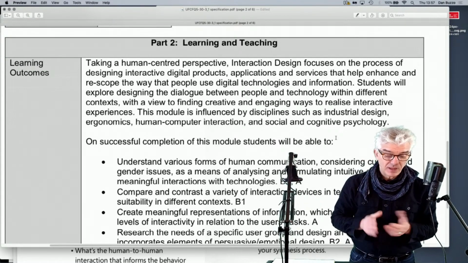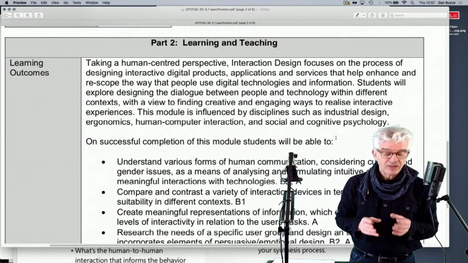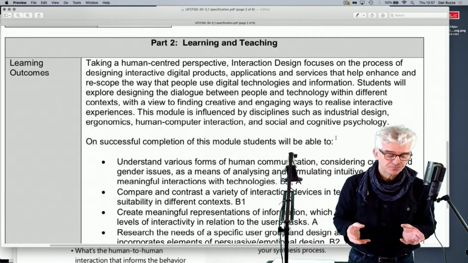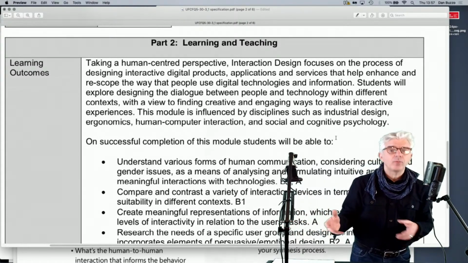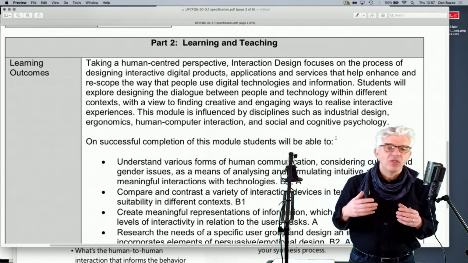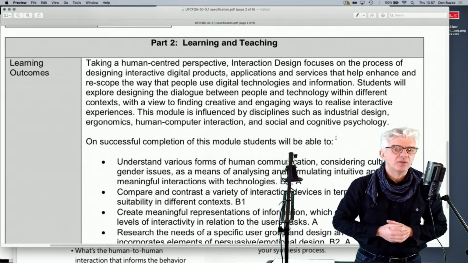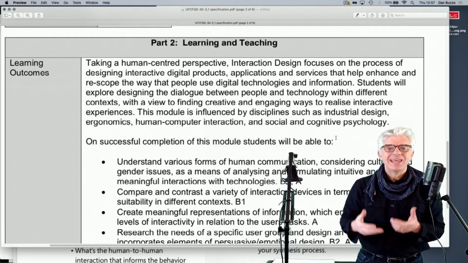And we're influenced by industrial design, ergonomics, human-computer interaction, and social and cognitive psychology. We've seen people over the last 4 sessions from all of these arenas talking about how their input influences interaction design, because we have this complexity of technology and people in the world.